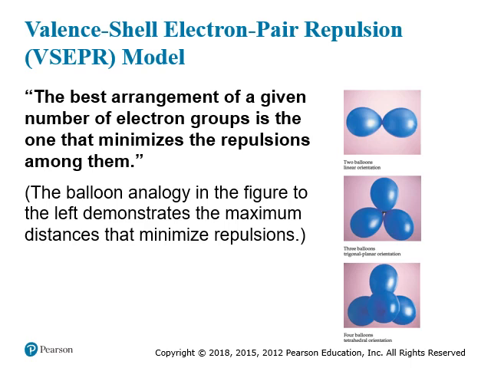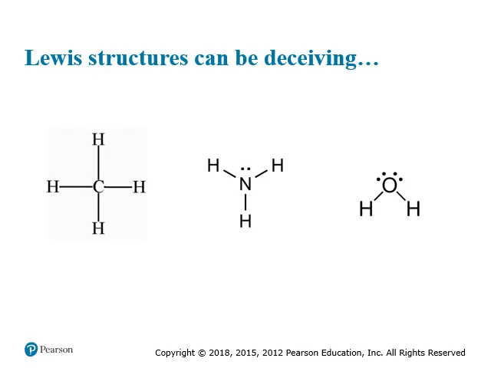And this is going to speak immensely towards the geometry of electron groups around a central atom. Now, Lewis structures can be quite deceiving. If I were to draw the Lewis structure for methane, for ammonia, and for water, we would see that in each instance we have 4 electron groups around our central atom. In the case of methane, we have 4 single bonds. In the case of ammonia, 3 single bonds and 1 lone pair. And in the case of water, 2 single bonds and 2 lone pairs.